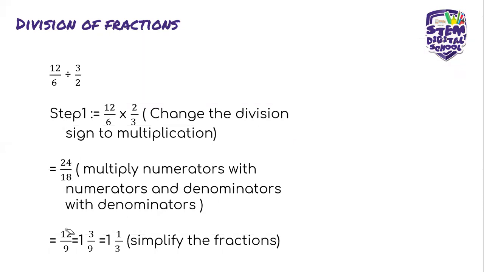24 divided by 2 is 12. 18 divided by 2 is 9. Then I just change this into a mixed number, which is 1 and 3 over 9, because 9 goes into 12 once, and there's 3 left in order to get it to 12. So it's 1 and 3 over 9, which is 1 and 1 over 3, because these are both divisible by 3. You can divide both of them by 3. But please write this down so I can explain this very simply and quickly.